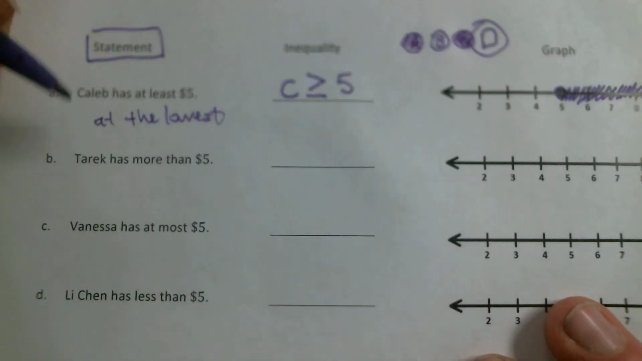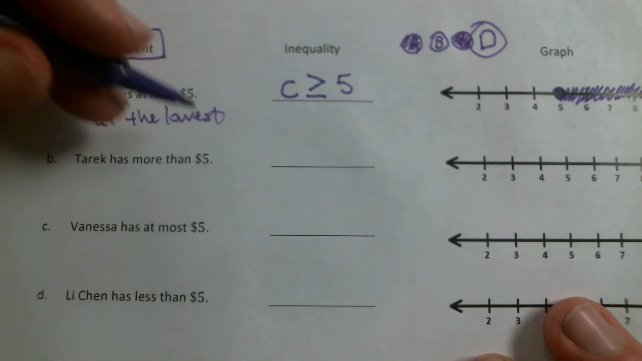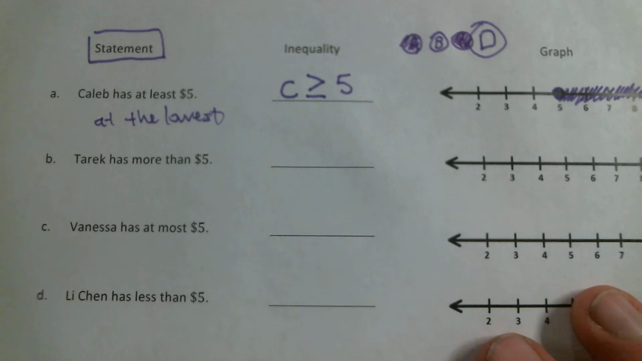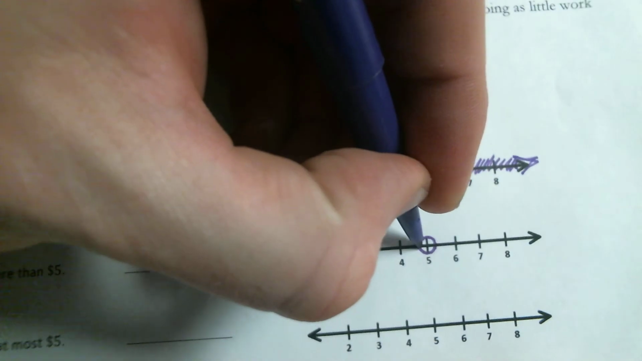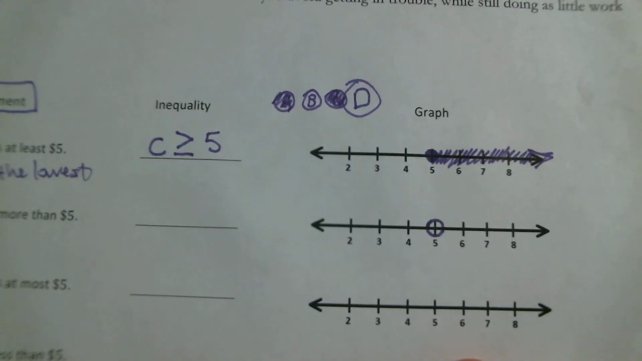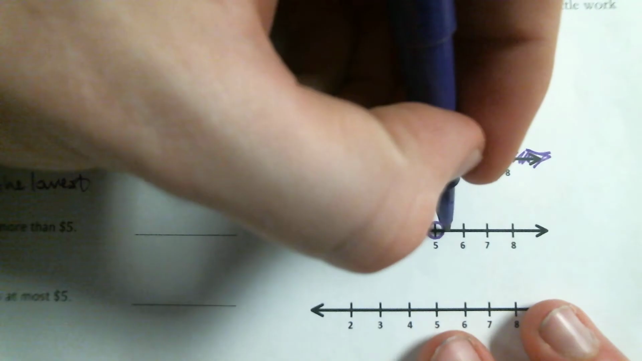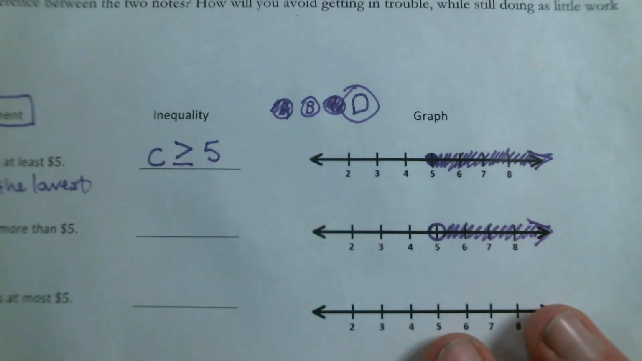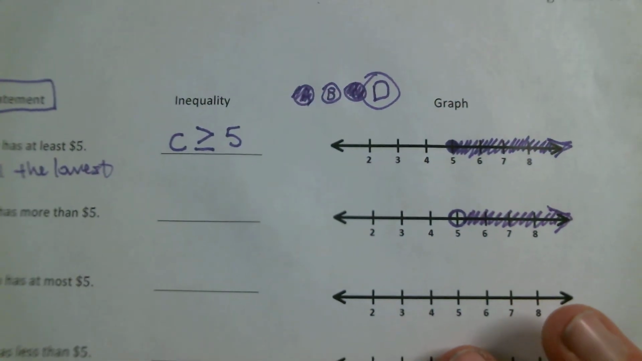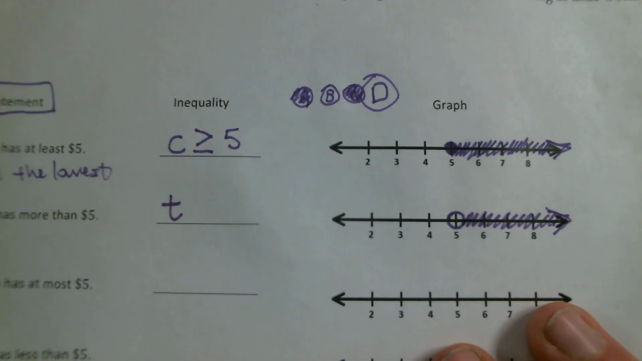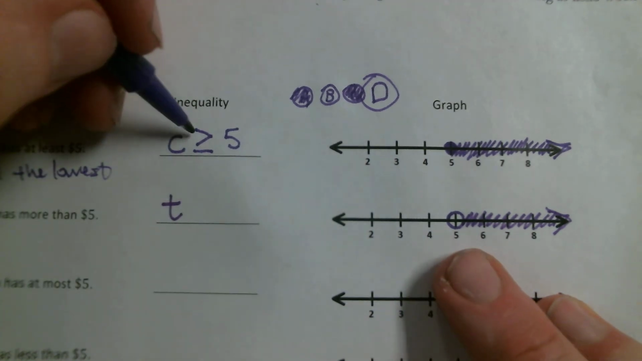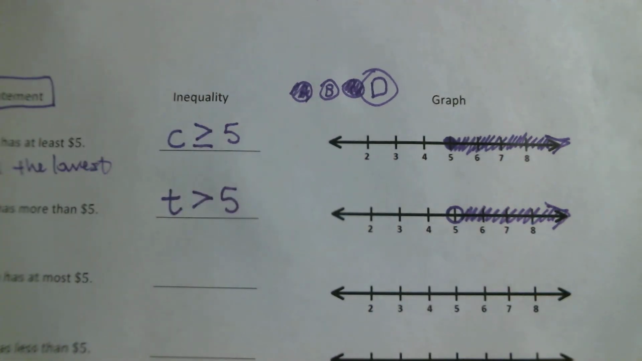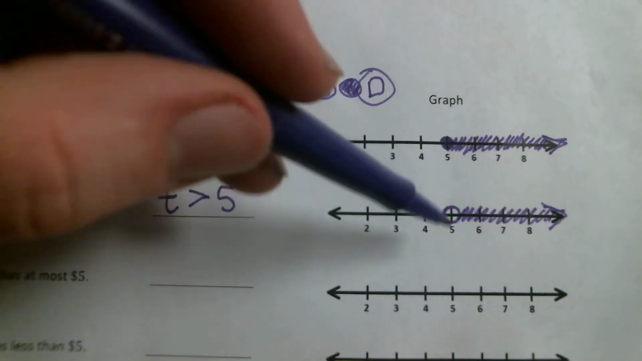So let's try this next one. It says, Tarek has more than $5. So that means he doesn't have 5. He has to have more than 5. So it means I don't want to include 5 in the set. So I leave it open, just like it were an answer on a test. But I want all numbers bigger than 5. And so let's go ahead and see. I'm going to say T must be, it's not greater than or equal to, it's just greater than all by itself. So if you want to include it, color it in. If you don't want to include it, leave it open.